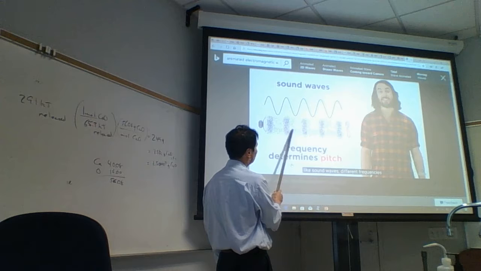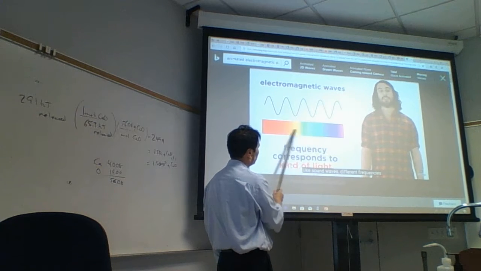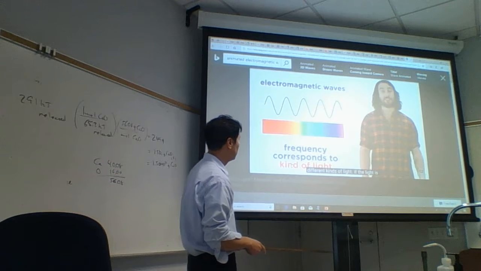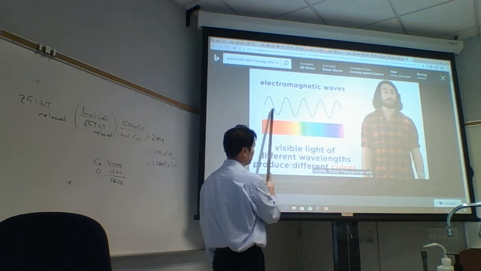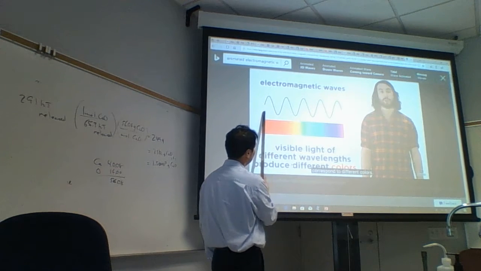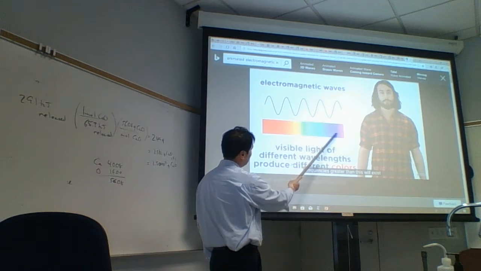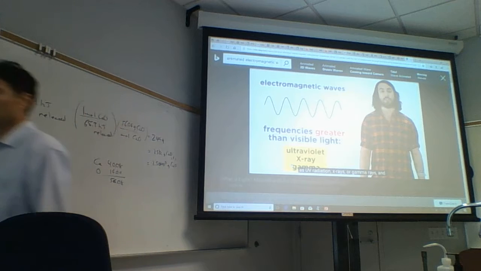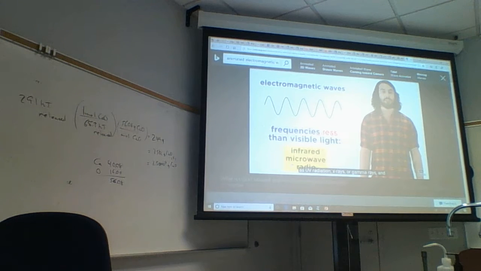Here we can see sound wave. Sound wave is different than light wave. The speed of sound is different than the speed of light. Speed of light is almost instantaneous. Speed of sound is much, much slower. We can see different colors will have different wavelengths and different frequencies.